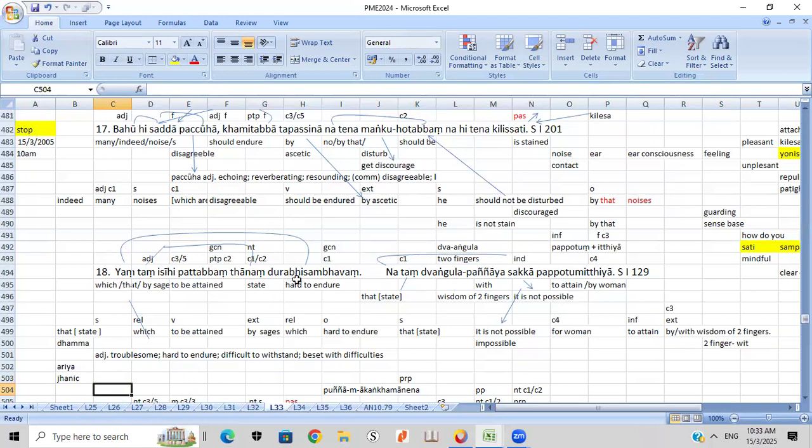Dur is a prefix, plus abhi and sambhava. That means technically it means hard to endure. So here it means that the state to be attained by sages is hard to endure. So we know this is talking about the mental state. Definitely it's a mental state. Whether it's an attainment or not, we don't know. Because translating one line is difficult. It did not mention the noise here; the noise was mentioned earlier. So in this case, it's not talking about that.